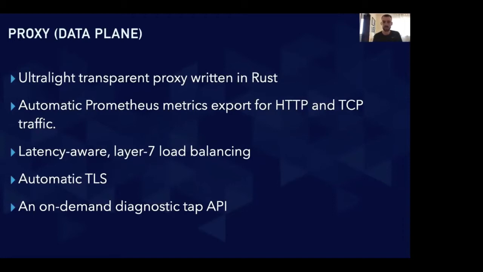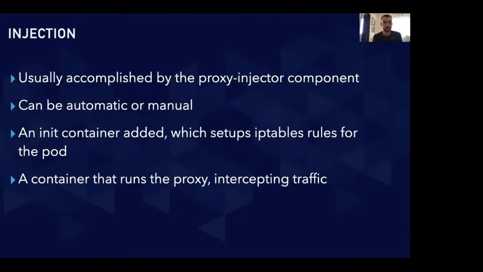It provides latency-aware layer 7 load balancing, as well as automatic TLS, and an on-demand diagnostic tap API, whose purpose is to allow you to look at live requests and the live traffic that's going through your proxy. So it's probably normal to ask, how does that proxy actually end up in your pods? Well, that's done through something that we refer to as injection. And this process is usually accomplished by the proxy injector component, which is part of the control plane, but it can also be done manually.